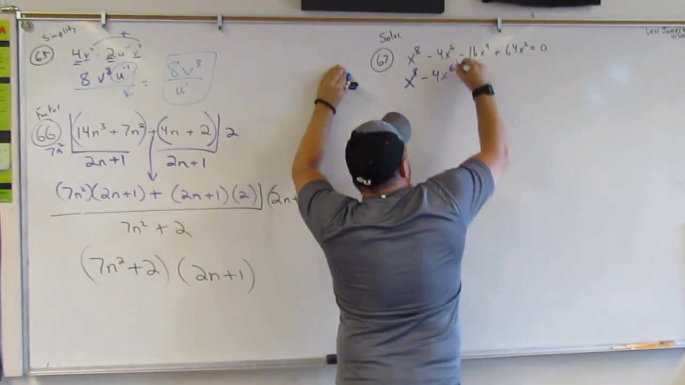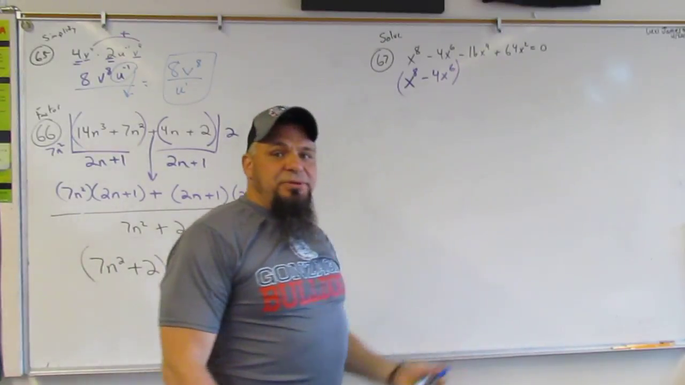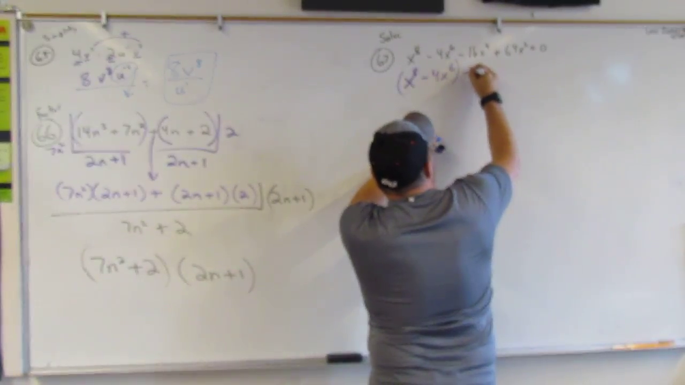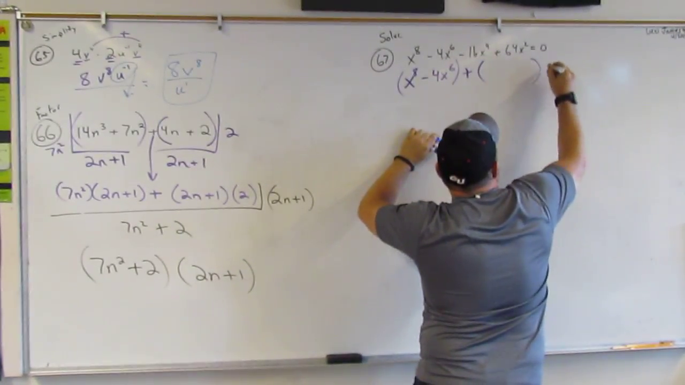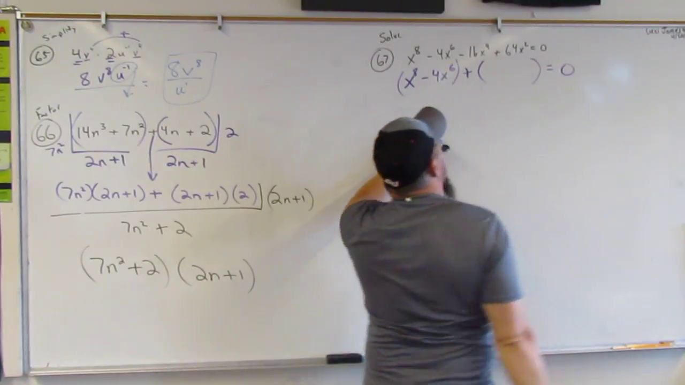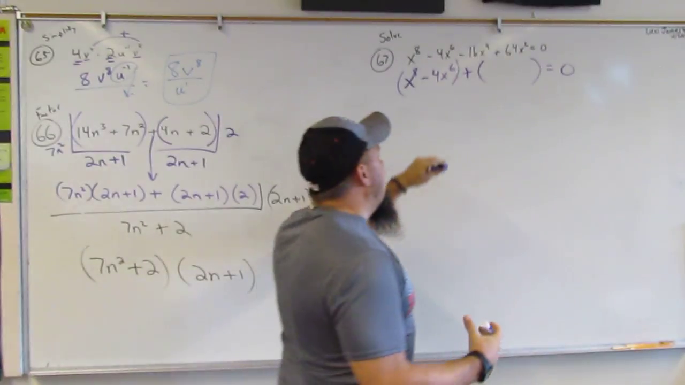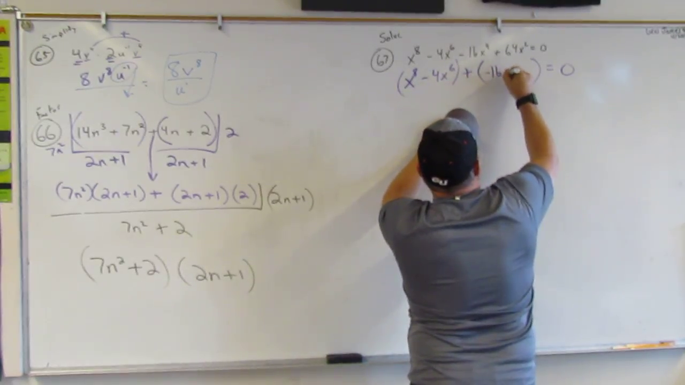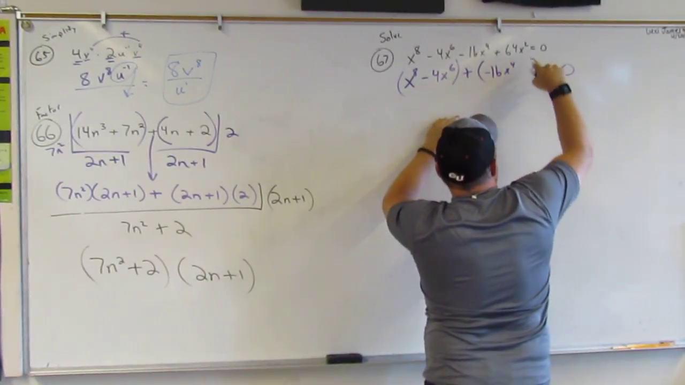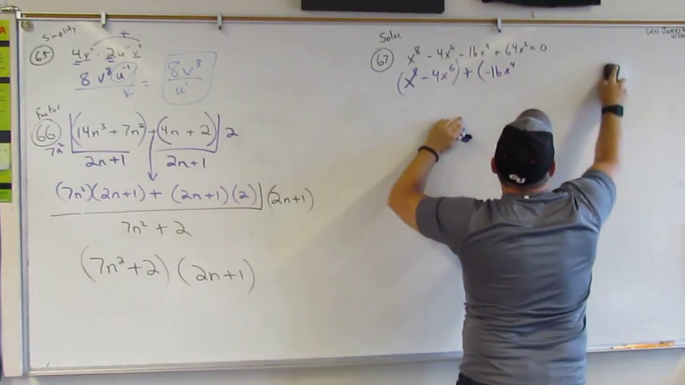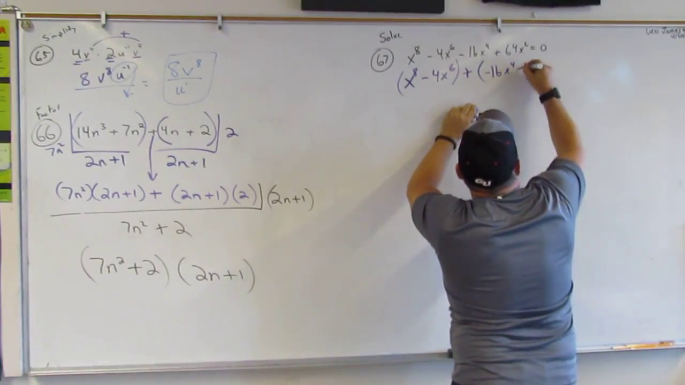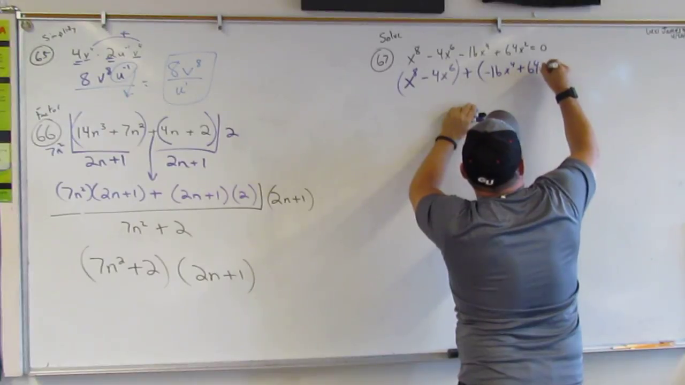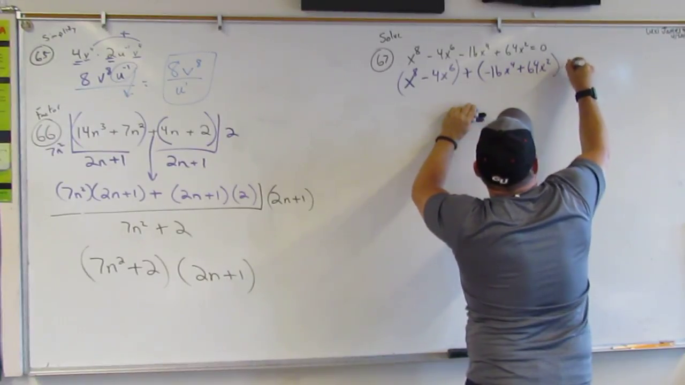That's going to be one group, a group of 2. And then I'm always going to be plus another group. And when I do that, I have to put this minus 16x to the 4th in there, plus 64x squared. And that equals 0.